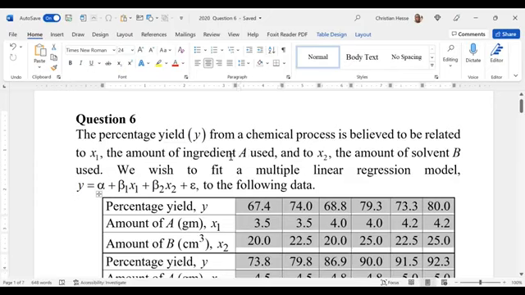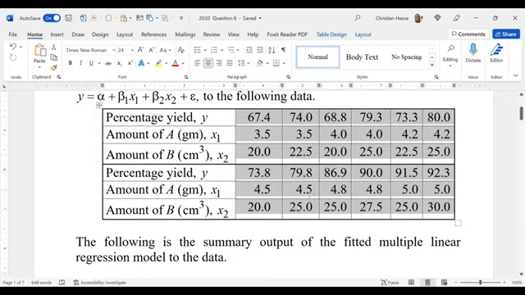That's the amount of ingredient A, our first predictor variable. And the second predictor variable is what? The amount of solvent B used. Have you seen it? So that is the question. We wish to fit the multiple linear regression model to the following data.